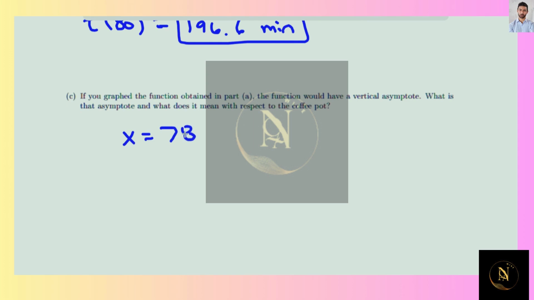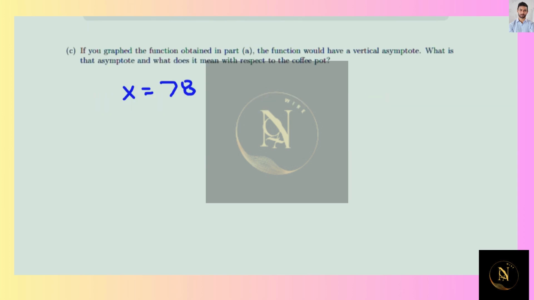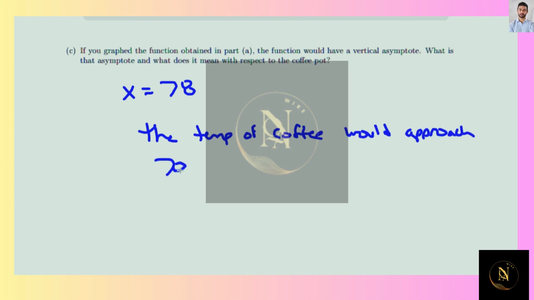So what would it mean? It would mean that the temperature of the coffee could not go less than, or else they would approach, 78 degrees but not go less than. That would be the temperature of the room.